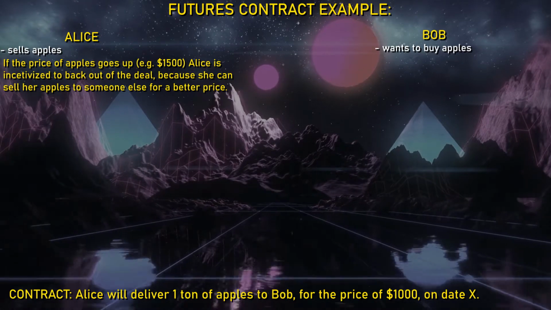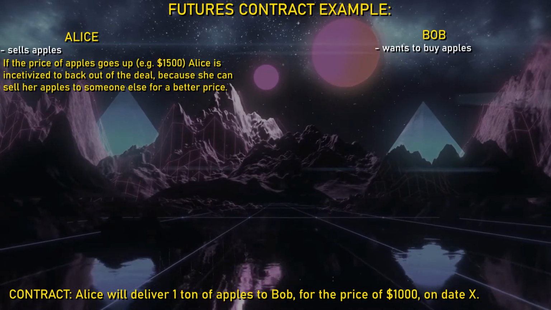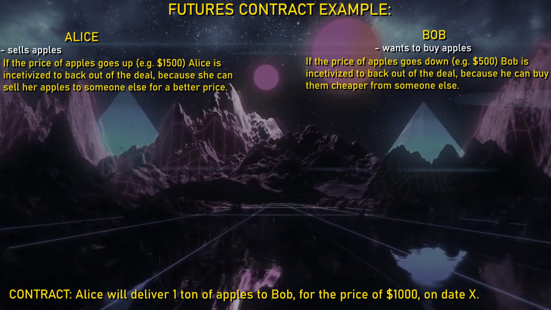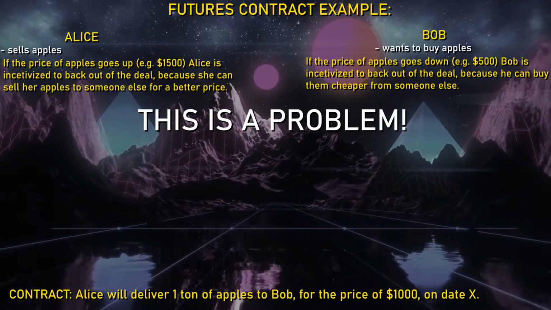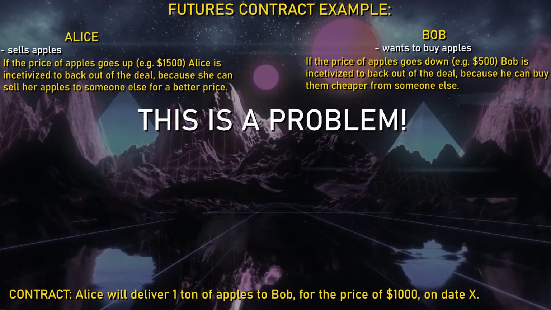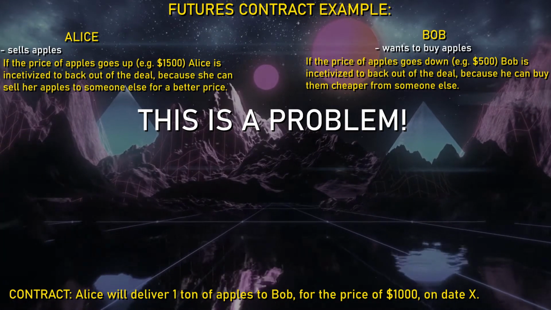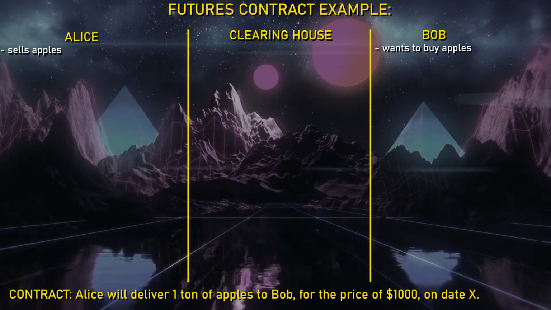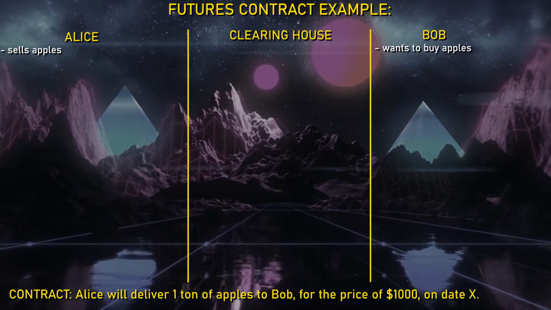The opposite could also be true. Maybe the price will drop to $500 and now Bob wants to back out of the transaction because he feels like he's overpaying. To avoid this, they will both use a futures exchange, which will take care of all of this through its clearinghouse. The clearinghouse has multiple functions.